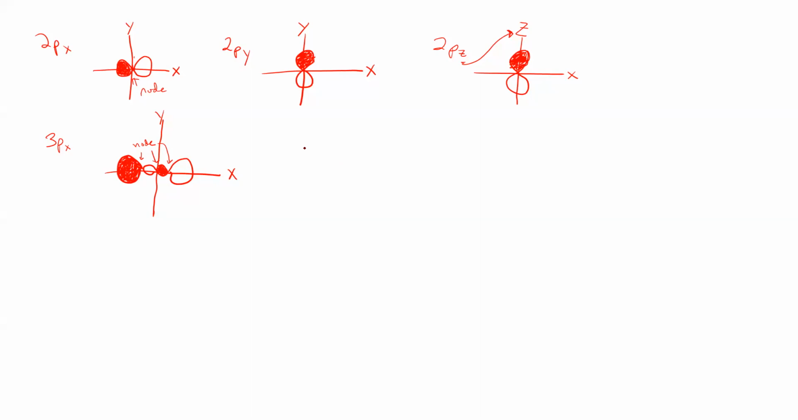We do the same basic idea now for the 3py. So you have the two small lobes on the inside, and then the two bigger lobes outside of those on that axis. And of course, shade them in appropriately.